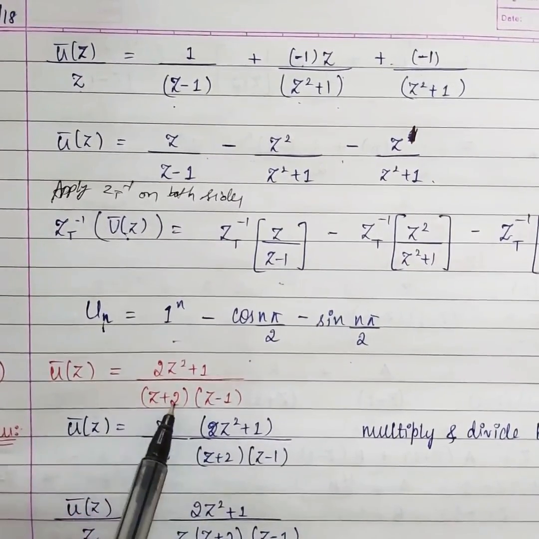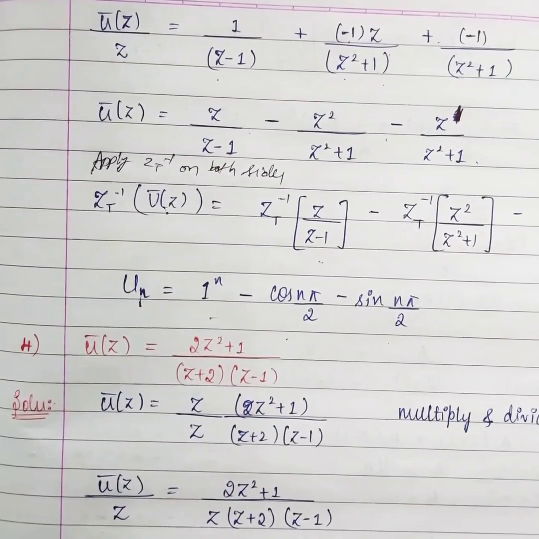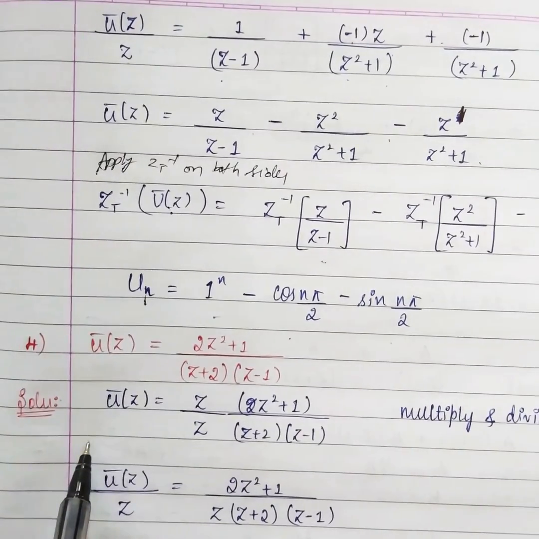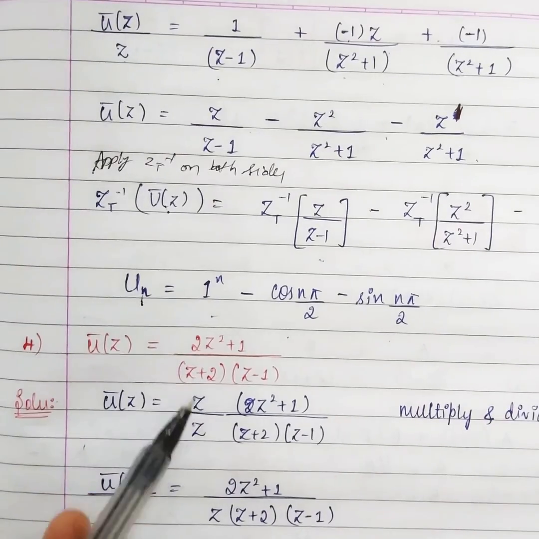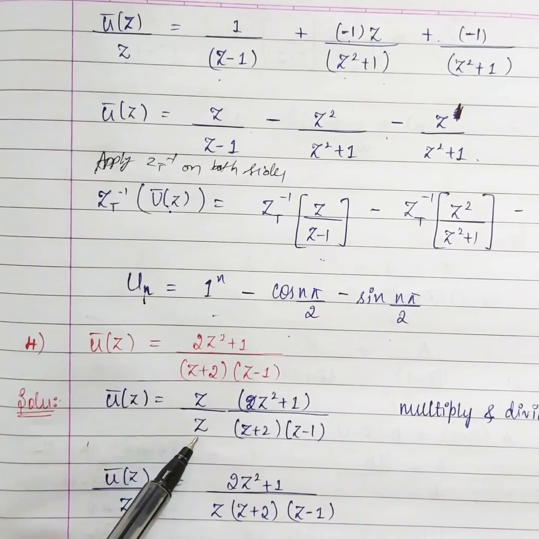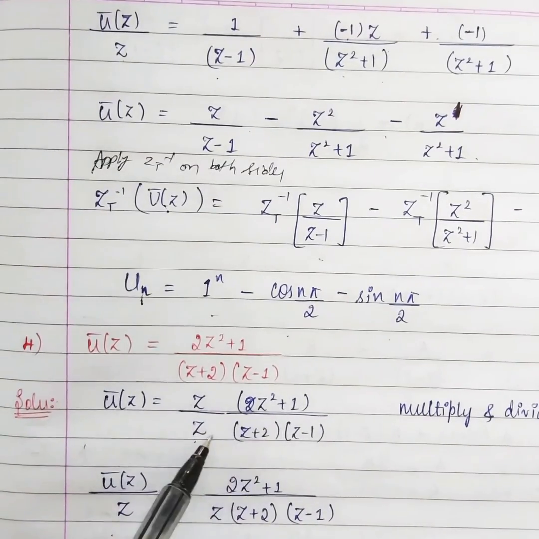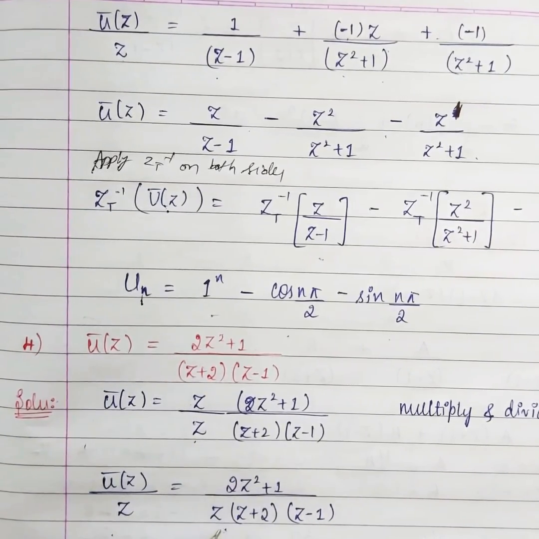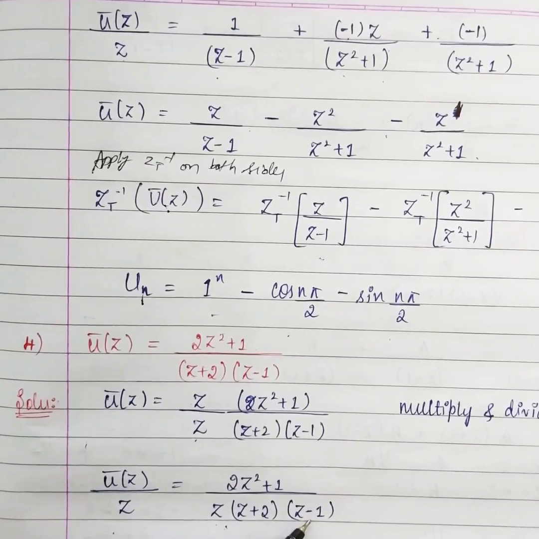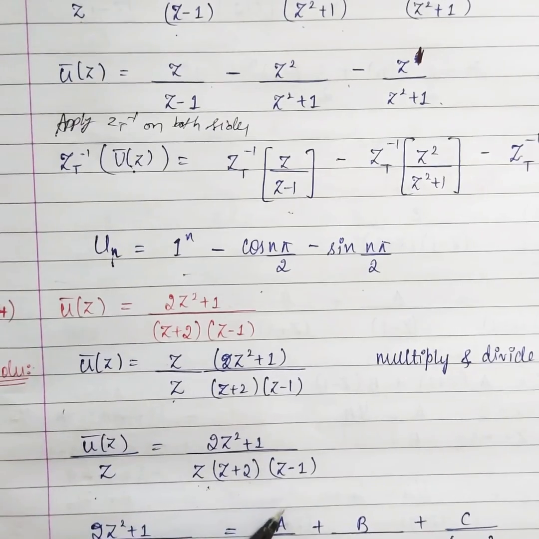Take (2z square plus 1) by (z plus 1)(z minus 2). In all the problems so far we had some z in the numerator, and we will push it down. Here two terms are having z, so I can take one z common. If I cannot do it, multiply numerator and denominator by z, and preserve this z to the other side. So keep this denominator z as it is. So (2z square plus 1) by z(z plus 2)(z minus 1). If you resolve it, A by z, B by (z plus 2), C by (z minus 1).